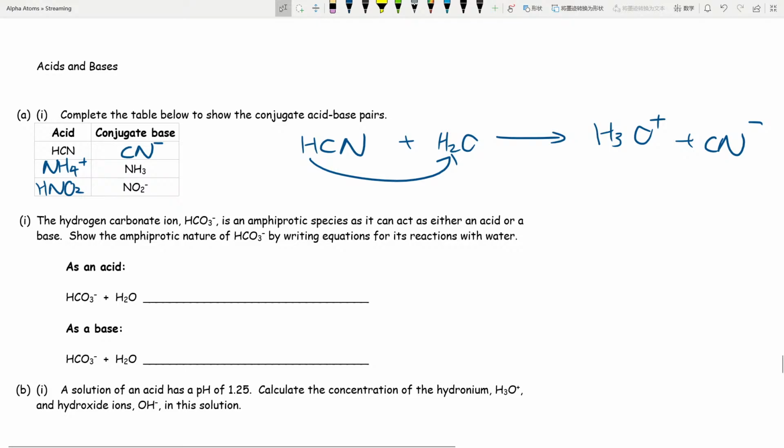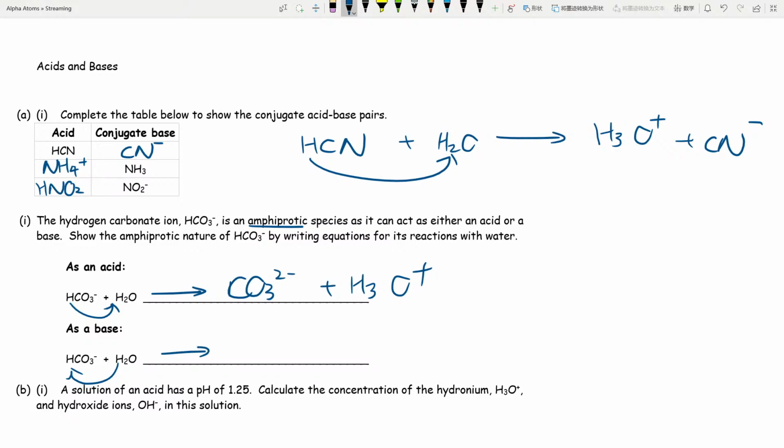1 H plus difference. Okay, so the hydrogen carbonate ion. So this part acts as an acid. This is the amphiprotic idea, something that can act as an acid or a base. In this case, HCO3 minus as an acid will donate the H to water, so it becomes CO3 2 minus plus H3O plus. And when it's acting as a base, the H2O gives away the H, so it becomes H2CO3 plus OH minus.